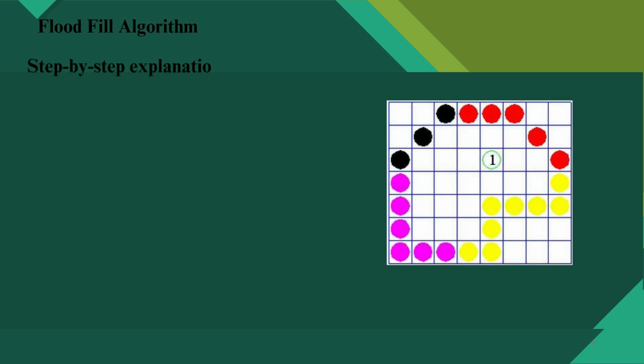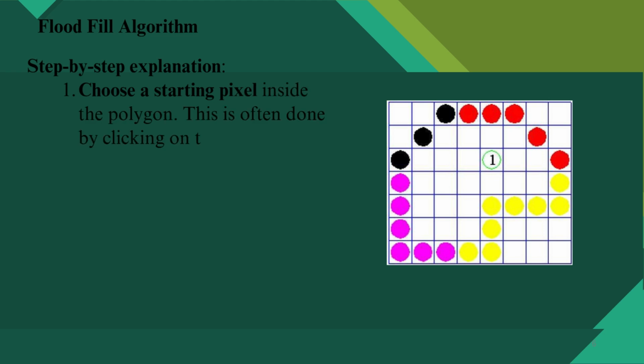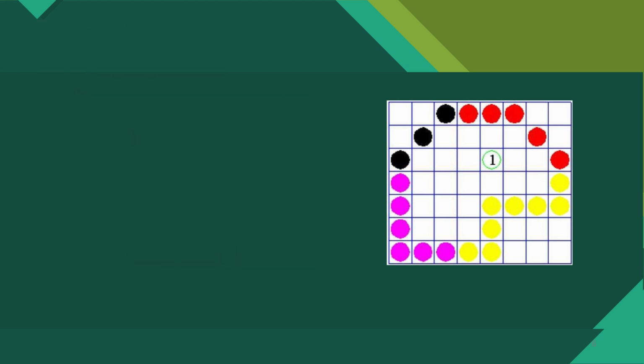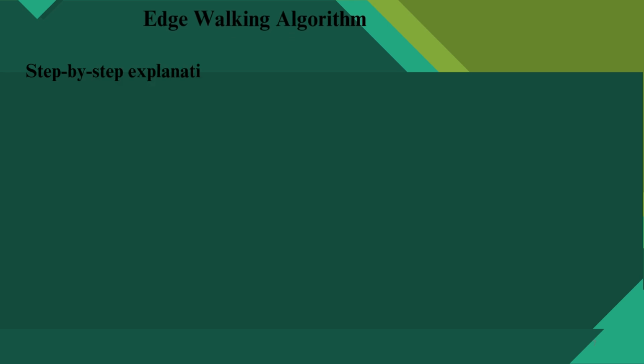Flood fill algorithm. First, we have to choose a starting pixel inside the polygon. This is often done by clicking on the area to be filled. Then we have to recursively fill adjacent pixels by checking neighboring pixels and filling them if they are within the polygon boundary.